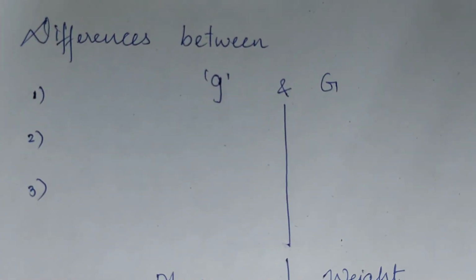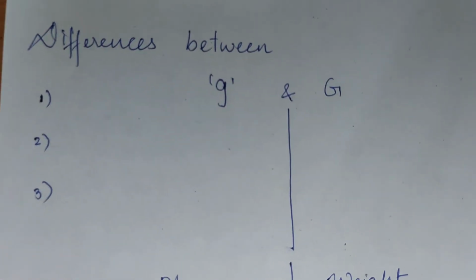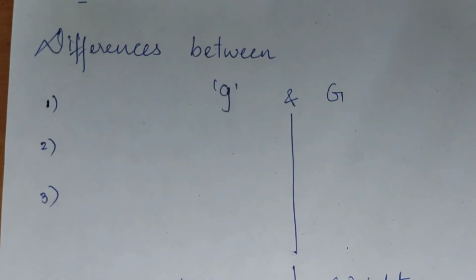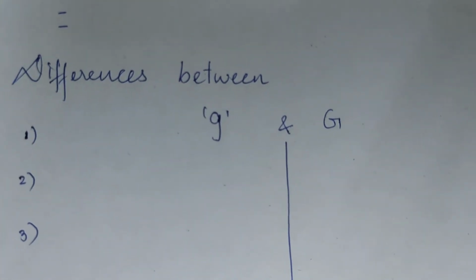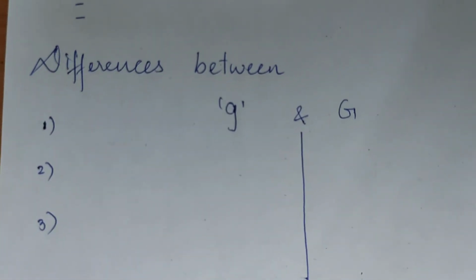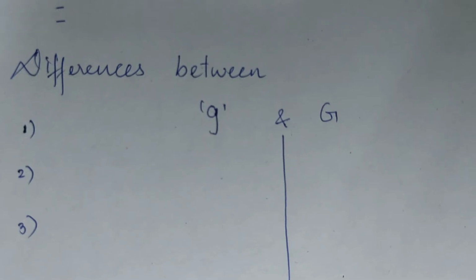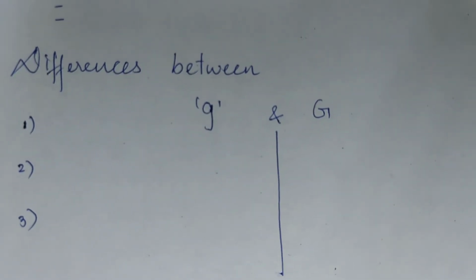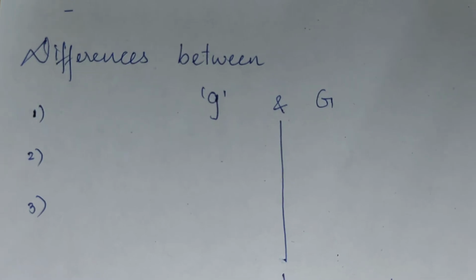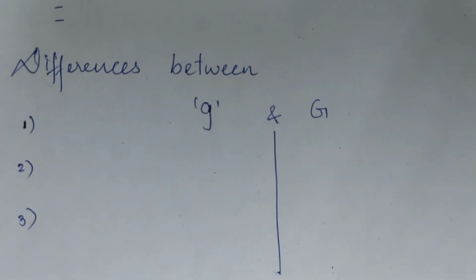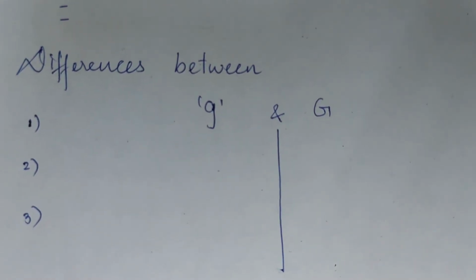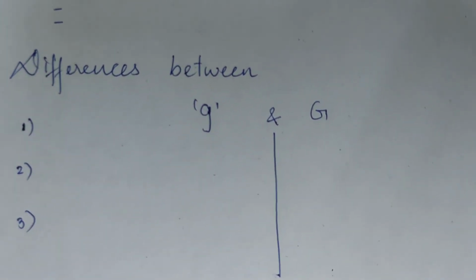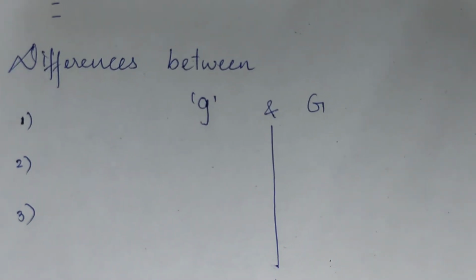Next is give differences between small g and capital G. We know that small g stands for acceleration due to gravity, and capital G is a constant of proportionality called as universal gravitational constant. Small g is a vector quantity as acceleration is a vector. Capital G is a scalar quantity. Next point you can write, the value of small g varies from place to place and value of capital G is same everywhere.